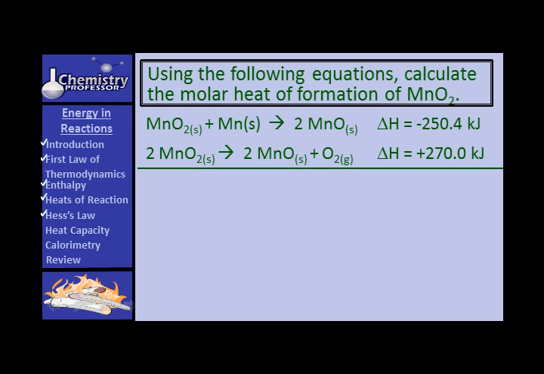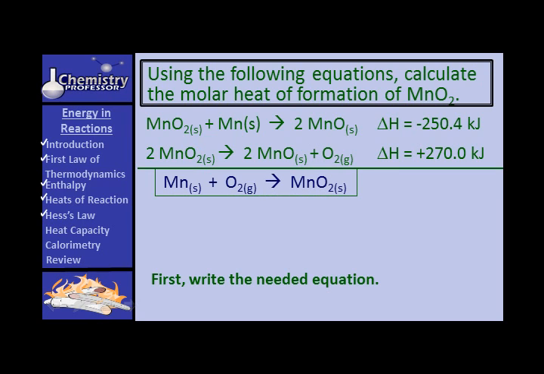Suppose you need to find the molar heat of formation of manganese dioxide. So you go look it up in a variety of reference sources and you cannot find it. Well, is there another way you can do it? And the answer is yes. Find some equations that, when combined properly algebraically, will give you the equation for the molar heat of formation of manganese dioxide. Let me show you. First, write the equation you need. And here it is. Manganese plus oxygen gas giving you manganese dioxide solid. These, of course, are the elements in the most stable states at standard state conditions.